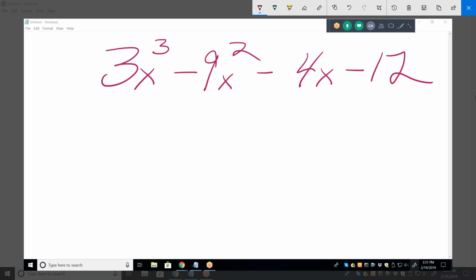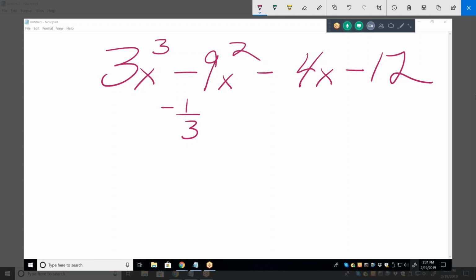But what is required for this to lend itself to grouping? Same ratio. What's the ratio on the first two? 1/3. Is it positive or negative? Negative. What's the ratio on the second term?